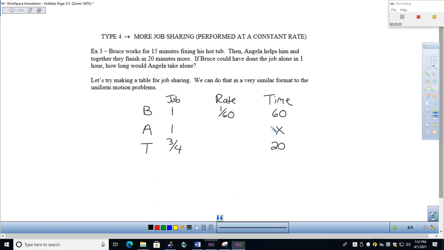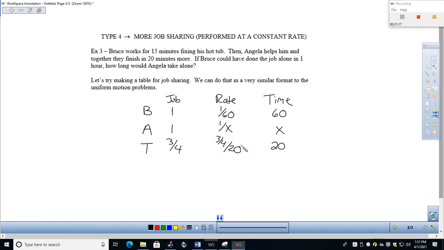Distance divided by time. So this would be the rate for Angela. Distance divided by time. And again, when we talk distance here, it's the amount of the job done. So this one's a little different. Got a little compound fraction going there. But that would be 3/4 over 20.